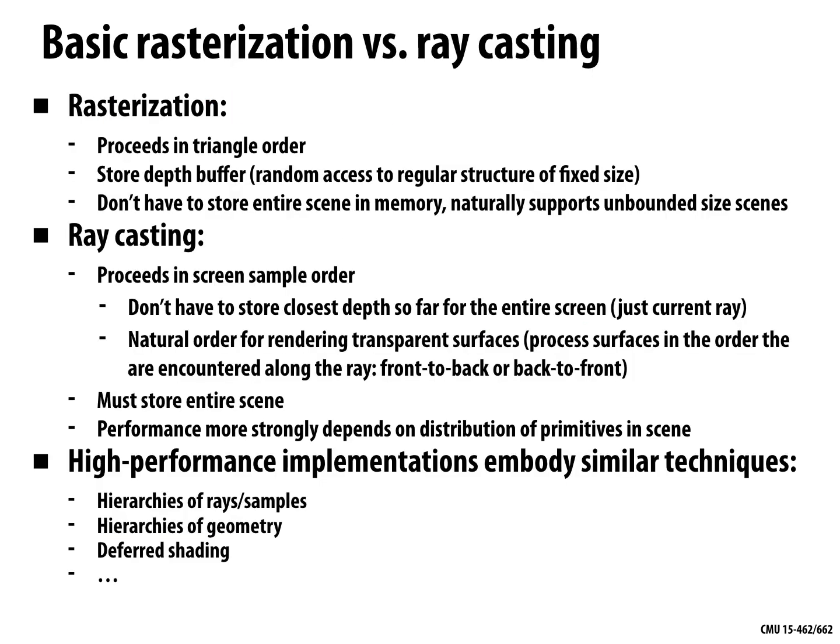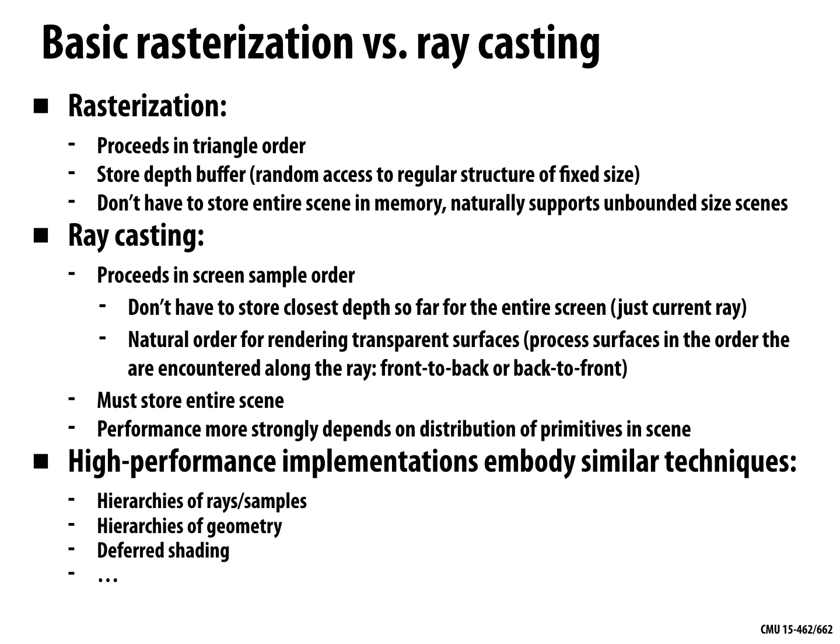Okay? So just to give the high-level view, what is the basic difference between rasterization and raycasting? Rasterization proceeds in triangle order, and it keeps a depth buffer to store the closest thing that we've seen at each sample, right? So we actually have to store this extra memory, this extra data. On the other hand, we don't have to store the entire scene in memory. We don't have to store all the primitives in memory. Remember, the way that the graphics pipeline works is that triangles come down through the pipeline one at a time and are processed completely independently. So rasterization really naturally supports scenes of unbounded size. You can keep adding geometry forever.